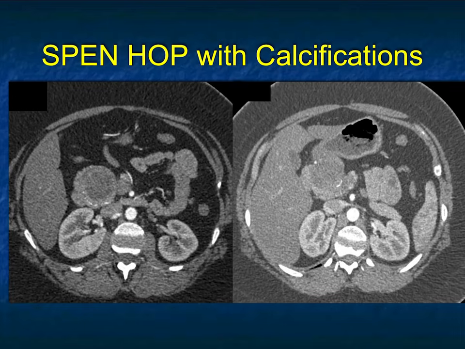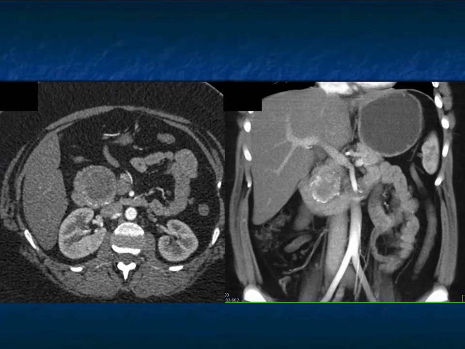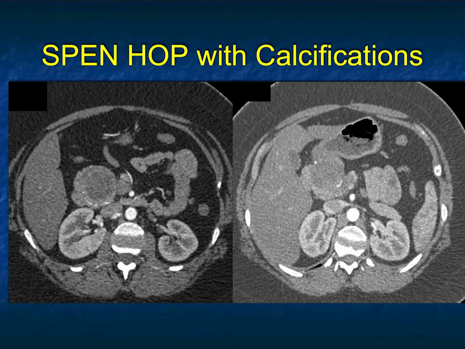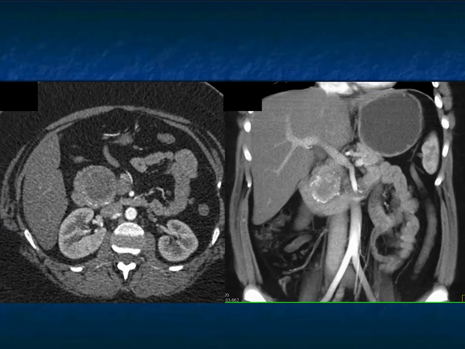Here's another example of a SPEN in the head of the pancreas with rim-like calcification. The lesion is cystic. Again, younger patient. Very nicely shown here. You can see on the volume rendering really the calcifications. So when I start seeing calcifications, most of the time in SPEN, I like to think about the calcifications around the periphery of the tumor. But as I showed you a few moments ago, they can be central or they can be both.